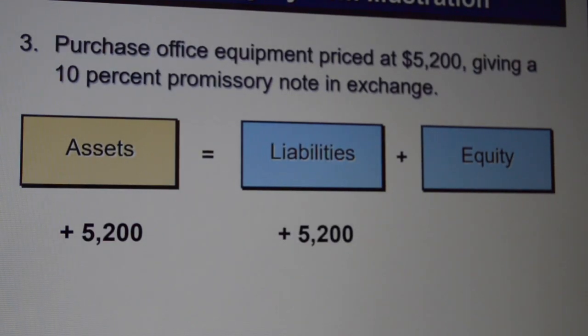Now let's say that the company has purchased the office equipment for $5,200, giving a 10% promissory note in exchange. So the asset, equipment, has increased by $5,200. Because the equipment was not purchased by paying cash but by the note, there is a liability. So liability has also increased by $5,200. Now just notice that the assets increase on the debit side and liabilities increase on the credit side. So on the asset side we have a debit of $5,200, and to balance that equation, on the other side we have a credit of $5,200 in liabilities.